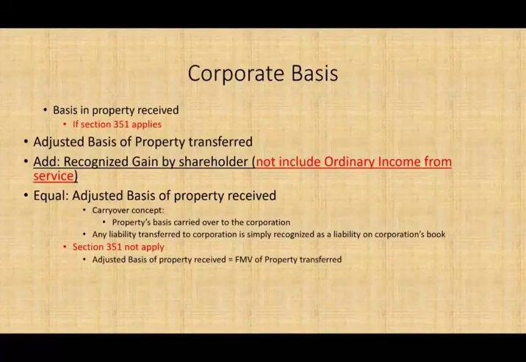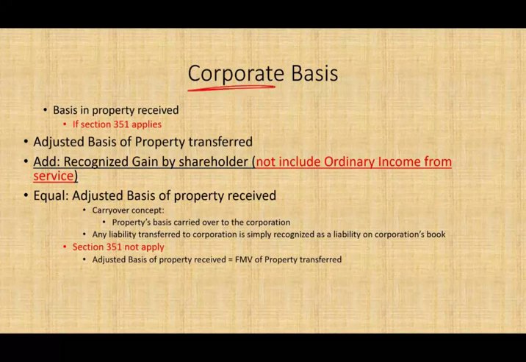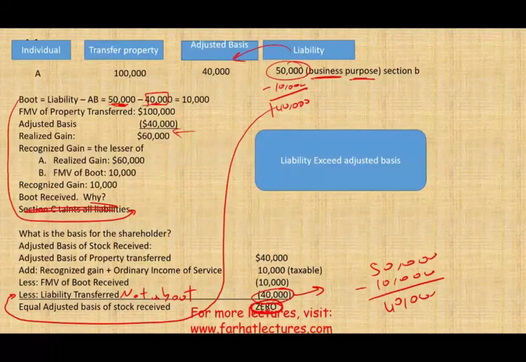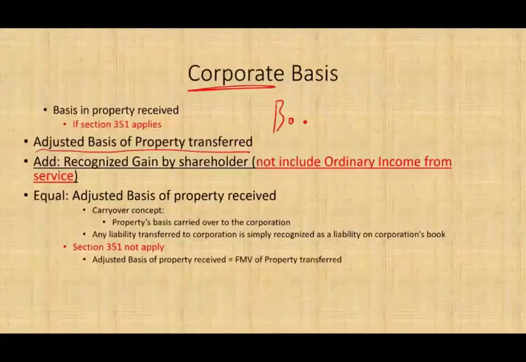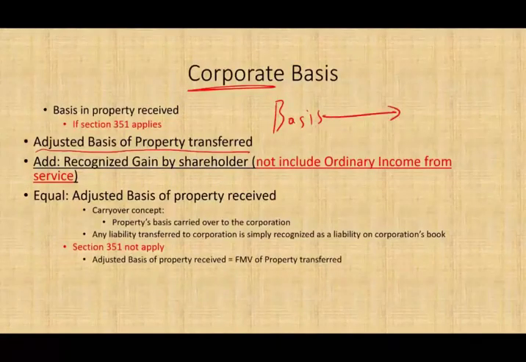Now, we talked about the shareholder's basis. Now we're going to look at the corporate basis, because the corporation would also like to determine what will be their basis in the property received. So, basis in property received for the corporation. Now we're looking from the corporate perspective. If section 351 applies, here we go. They're going to take the adjusted basis of the property transferred. Remember, it goes from the shareholder to the corporation, basis to basis.